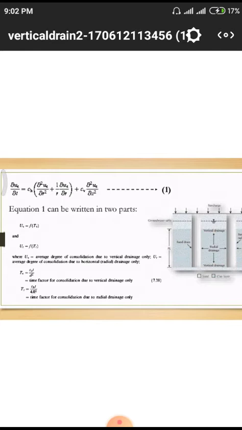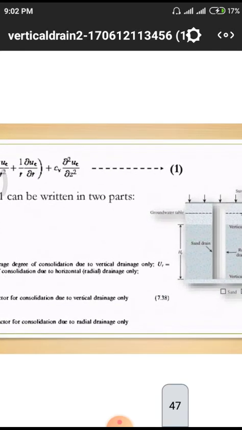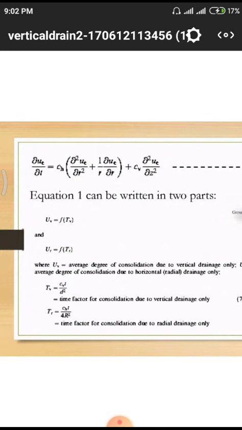So we need to calculate this u value. That means the u value is simply the flow of water in terms of f into Tv, where Tv equals Cv into L by d square. But here we do not have the diameter, only the radius, so it becomes Cv into L by 4r square.